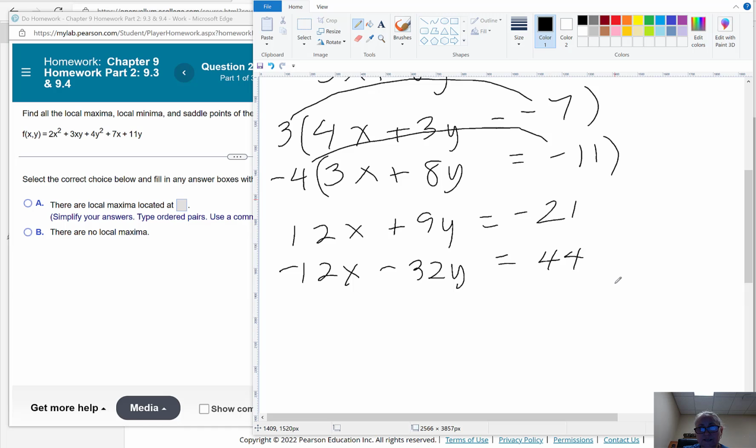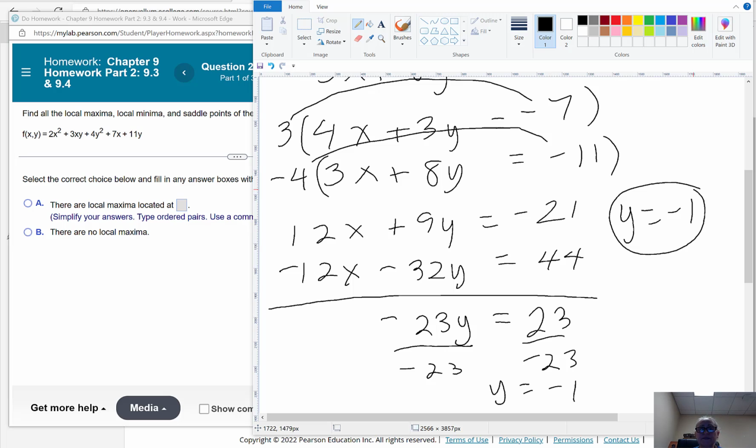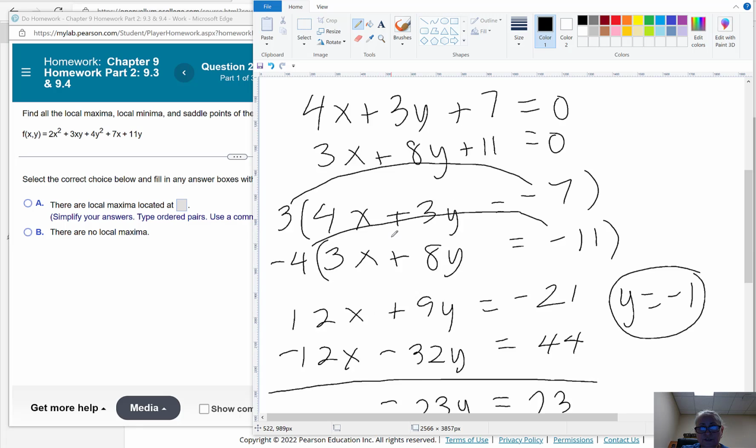That's a common mistake. When I add these together, 9 minus 32 is -23y equals 23. I divide by -23, so y equals -1. Okay, now that's only y. I've got to find x. So I have both of these equations that have x and y, and I can use either one.